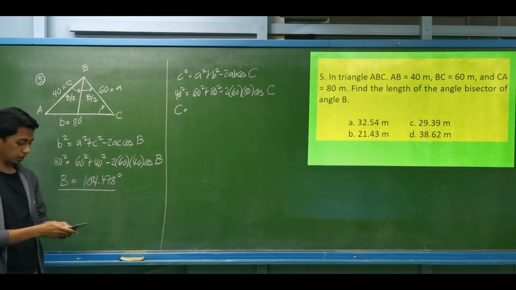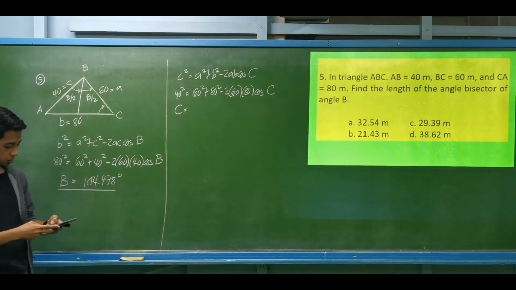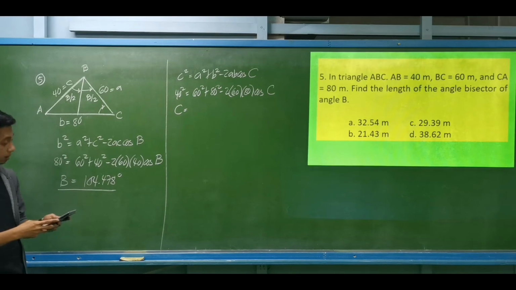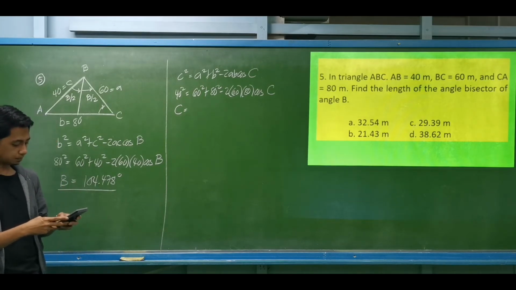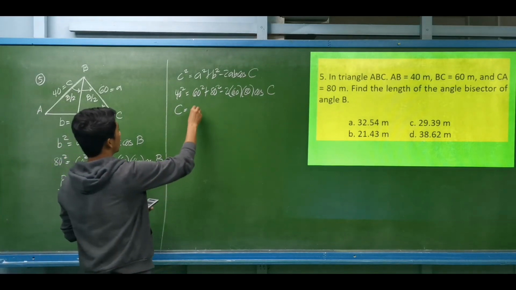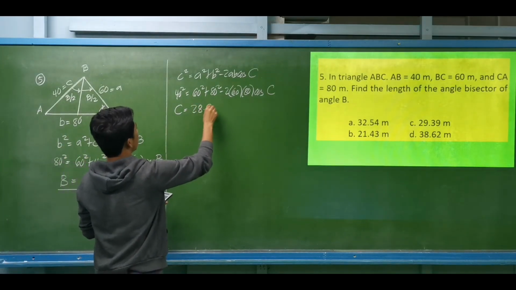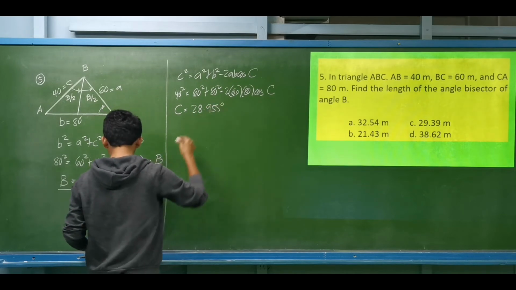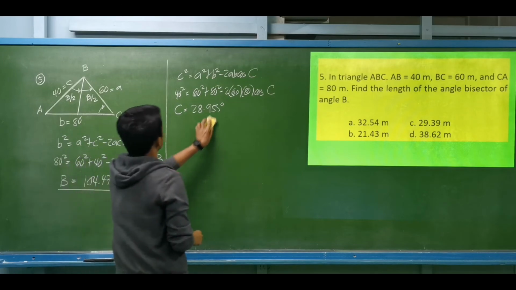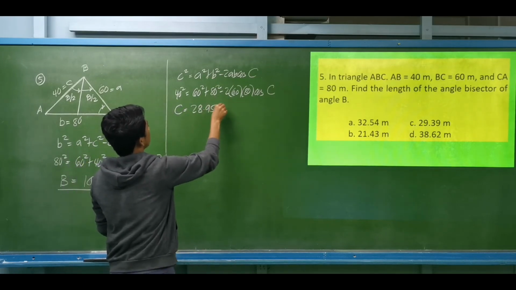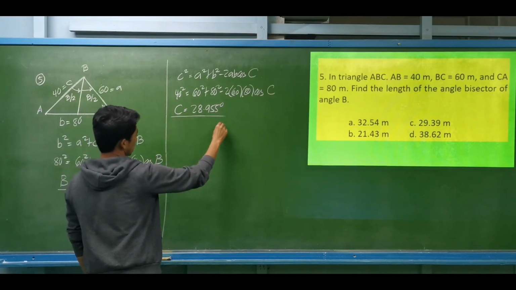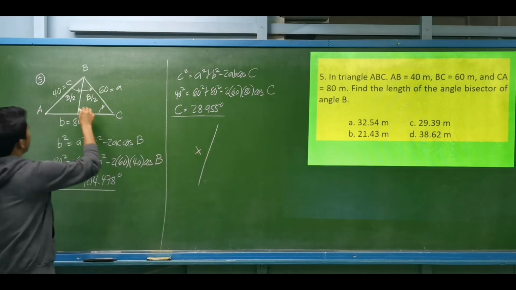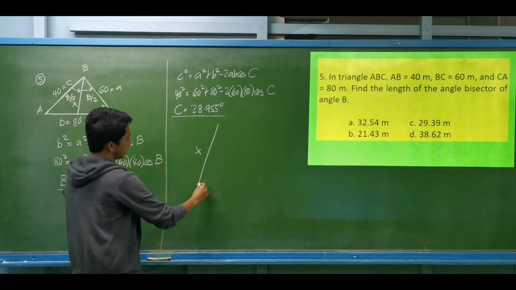If this is the triangle we will use, that is 40 squared minus 60 squared minus 80 squared, divided by negative 2, divided by 60, divided by 80. Then shift cosine. So we have an angle here, angle C. This is 28.955 degrees. Okay, 28.955 degrees. So that is angle C. If we separate this triangle, let's say this is the angle bisector. Let's label it as side X.